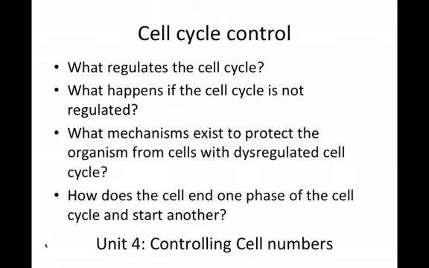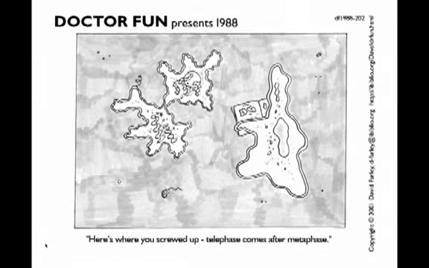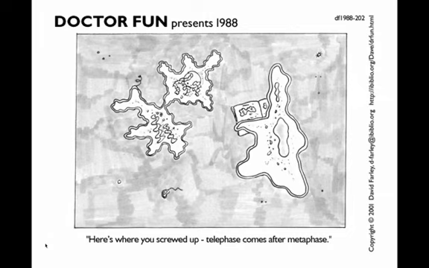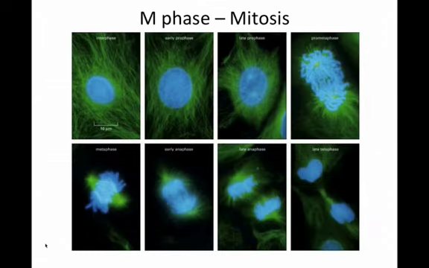So this is going to be Unit 4. I'm not going in order. This is going to be Unit 4, where we're going to talk about controlling cell numbers. Here's where you screwed up. Telophase occurs after metaphase. Right? You got to keep that in order, right? Okay.